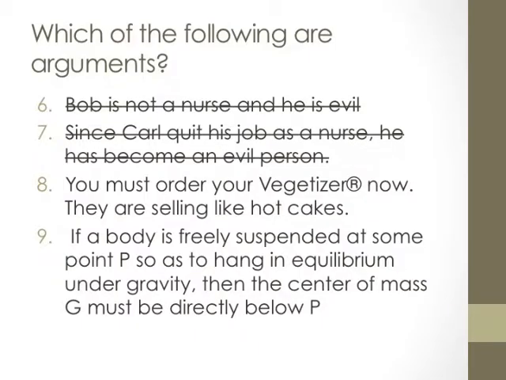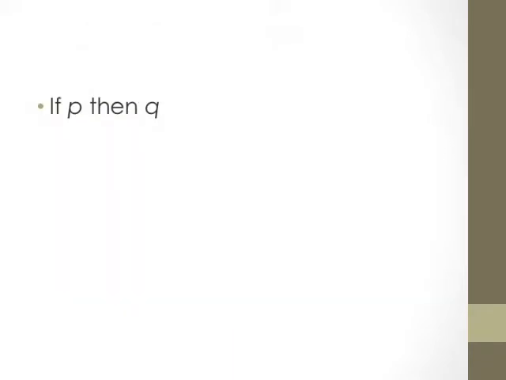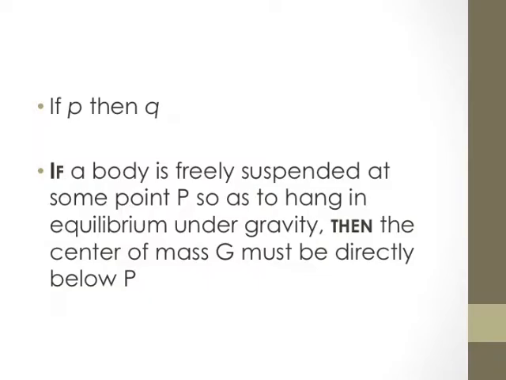What about 9? Is it an argument? If a body is freely suspended at some point P so as to hang in equilibrium under gravity, then the center of mass G must be directly below P. Well, it actually isn't an argument. Can you see why? The reason is that it's not a set of statements. It's just a single statement of the form if P then Q, where P and Q are arbitrary sentences. This is what is called a conditional statement, because the condition is expressed in what comes after "if." So it is a single statement, even if a complicated one.